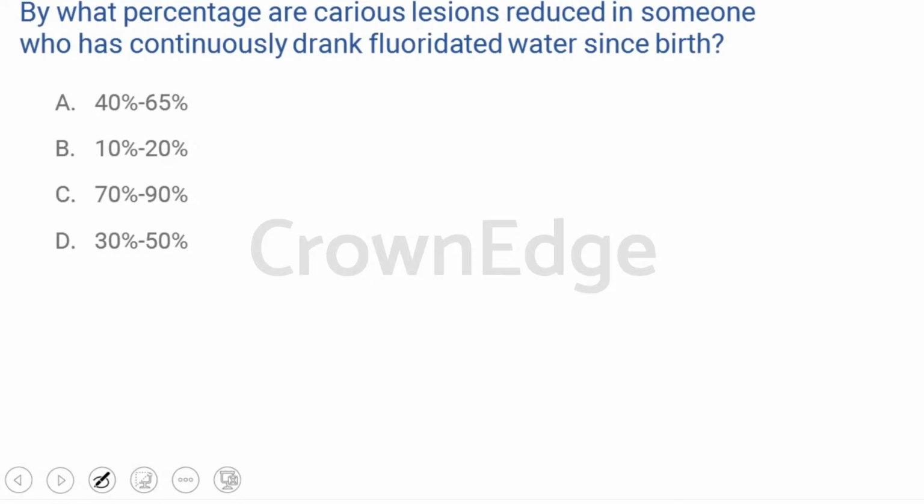So if you see a wider range, it is better to pick it. Okay, so anywhere between 40 to 65% will give you a bigger range, right? So it is better if you choose an option which has a wider range. Okay, and for a question like this, the answer is option A, which is 40 to 65%.